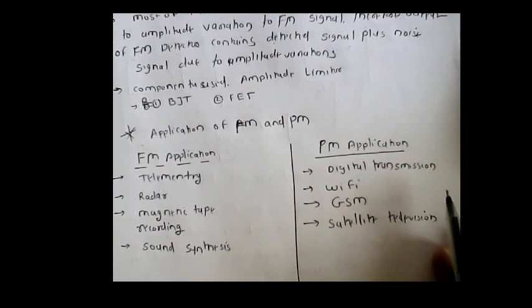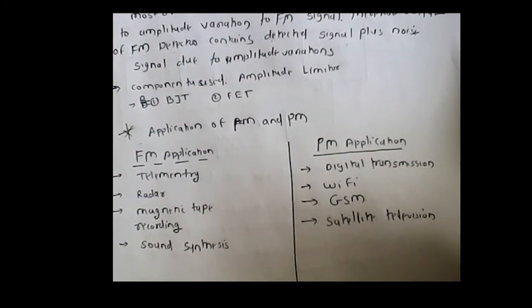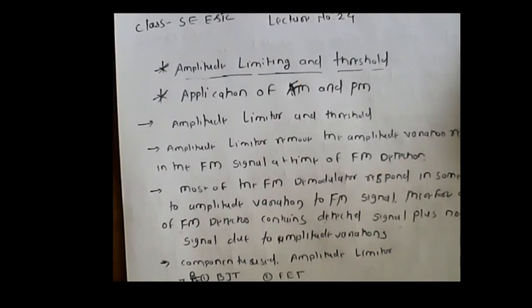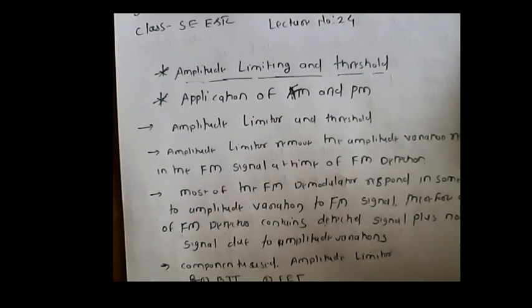Then we go to phase modulation. Phase modulation is used in digital transmission such as Wi-Fi, GSM and satellite television. So in this lecture we have discussed two points: the amplitude limiting circuit, and the applications of FM modulation and phase modulation. With this lecture we have completed module number 3 altogether.